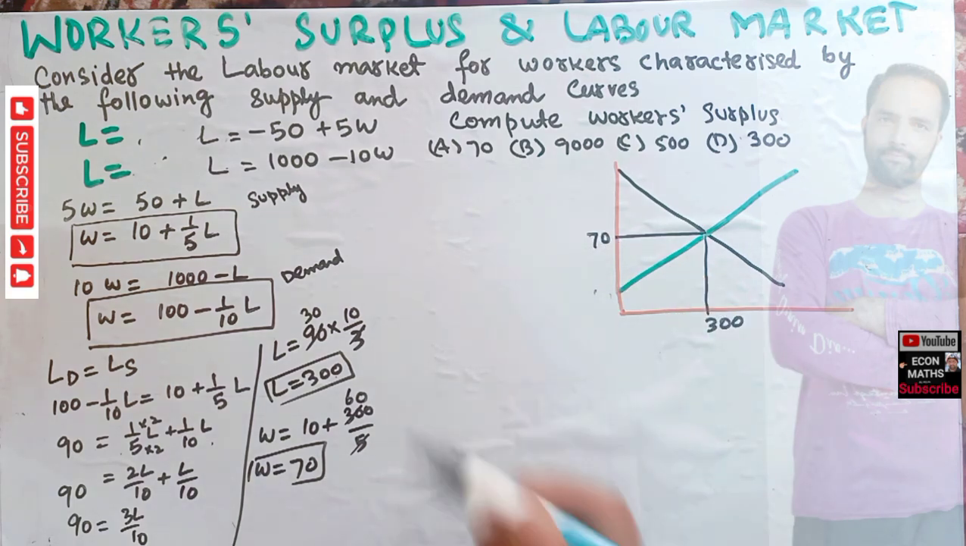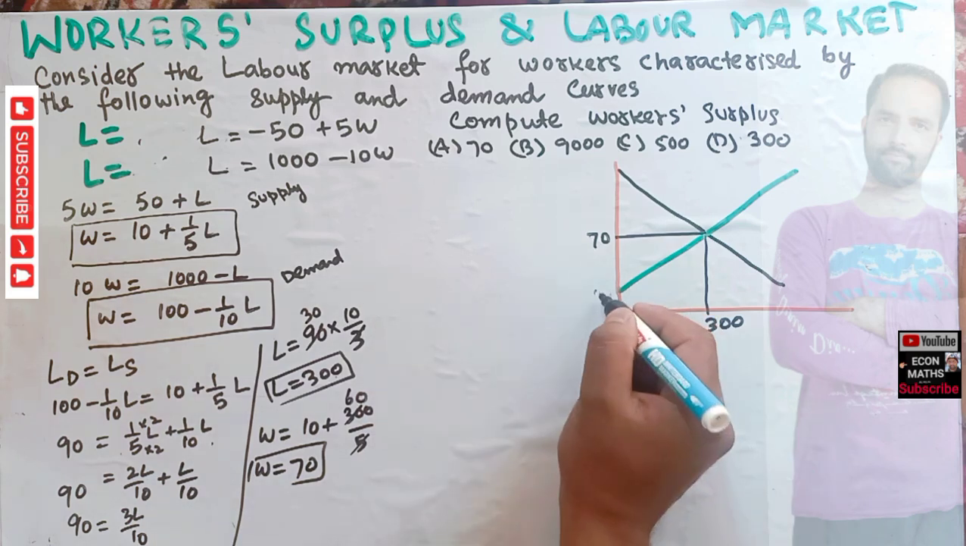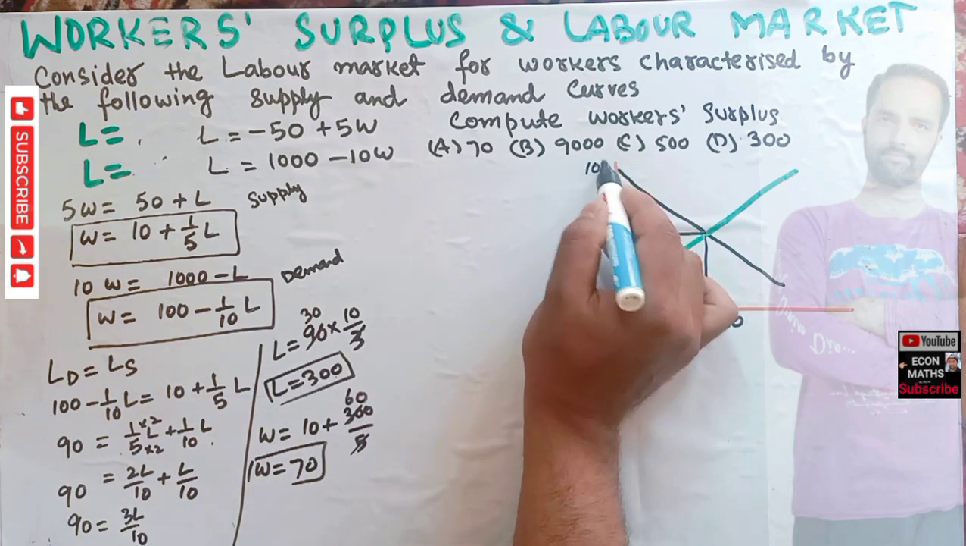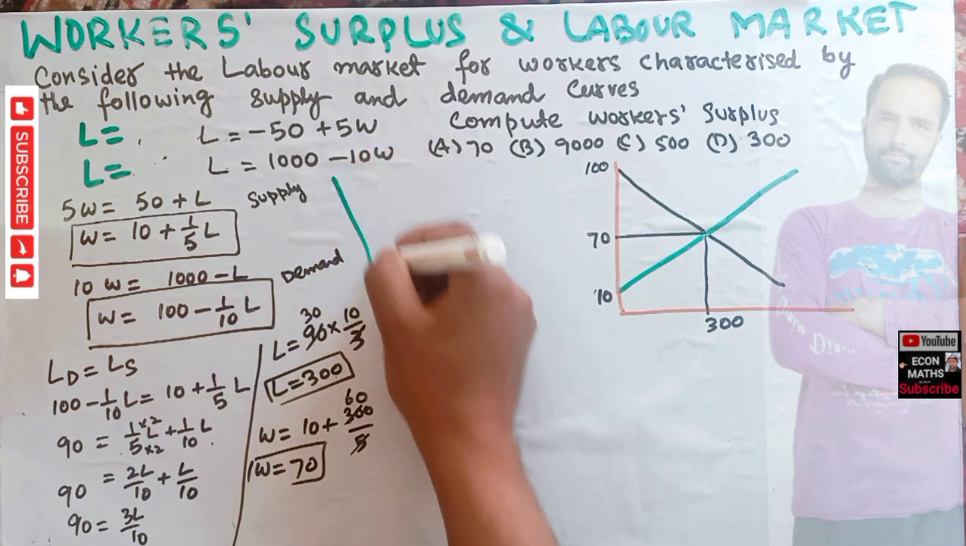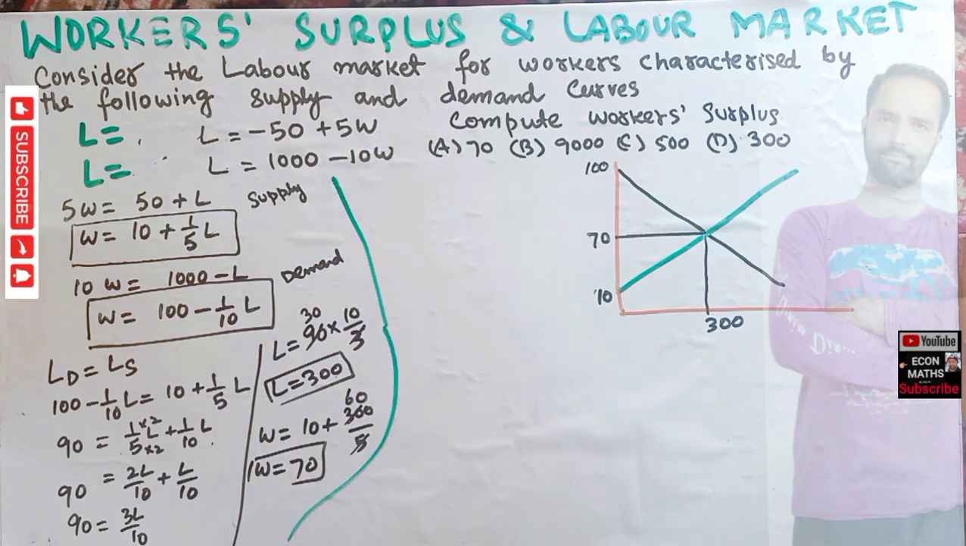And what is the intercept here? Let me write. This is our labor supply. Here the intercept is 10. Here we have intercept 100. I have explained this in an earlier video where I calculated producer surplus and consumer surplus. You can use that very concept here. In place of producer surplus we have the worker surplus here.